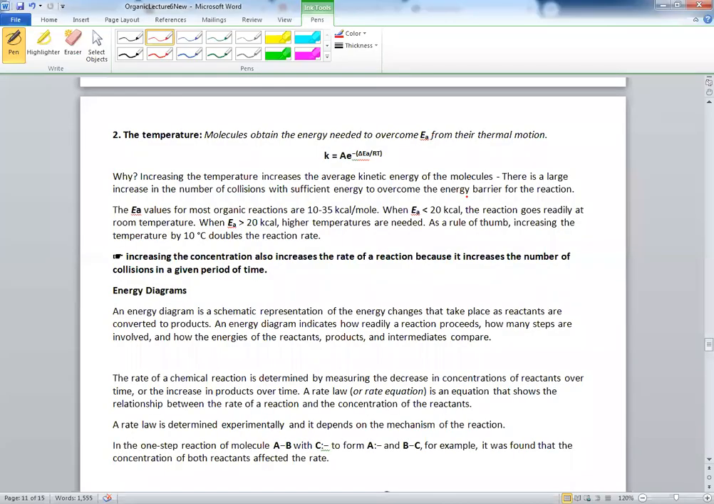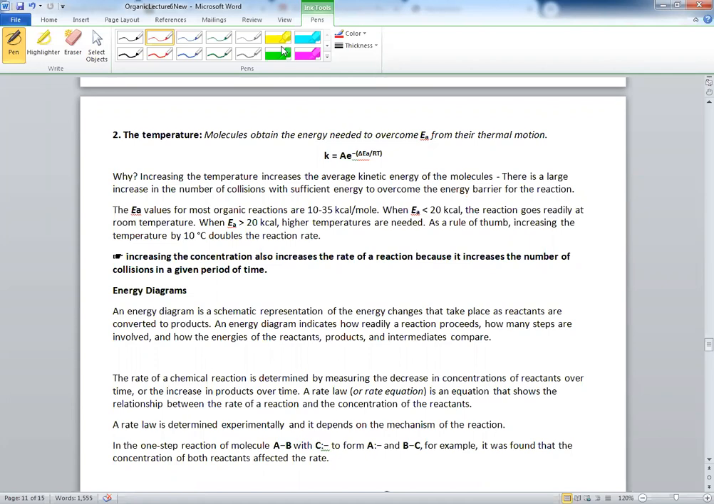So the other factor is temperature. There's a reason why we run reactions, if you were in the lab, at a certain temperature. We increase the temperature because temperature increases the kinetic energy. So they move faster, they gain enough energy to overcome EA, which is again the activation energy.